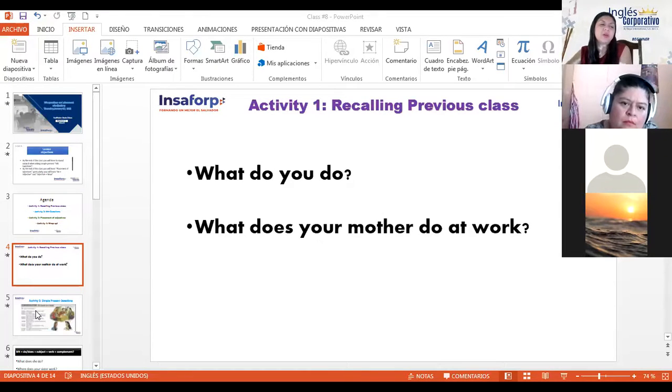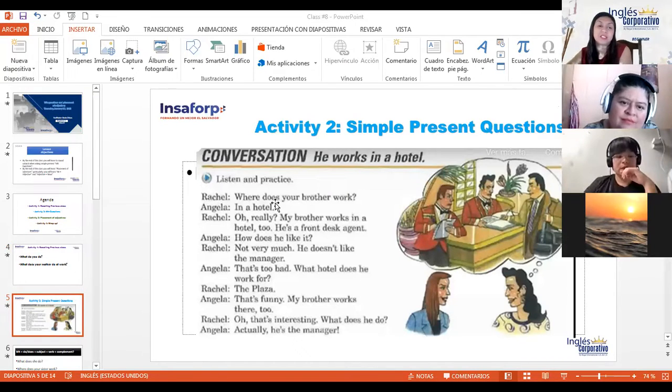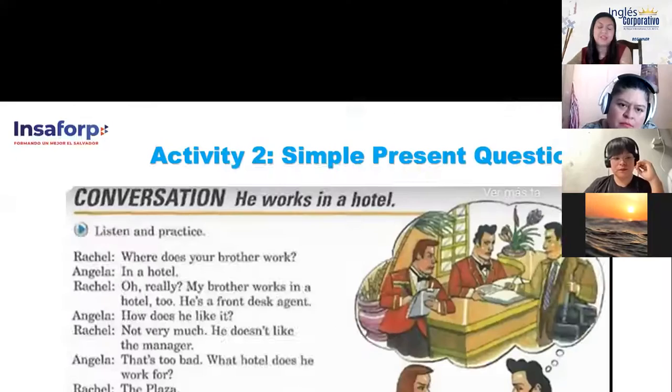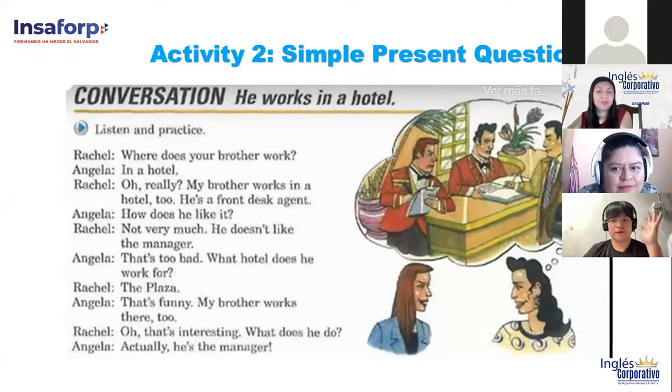Now, in the activity number two, we have simple present questions and we have a conversation. He works in a hotel. The conversation is between Rachel and Angela. So I need two volunteers to read the conversation. Who would like to be Rachel and to be Angela? Me, teacher. Okay, Evelyn, you are Rachel and we need Angela. Okay, Carlita, thank you so much.